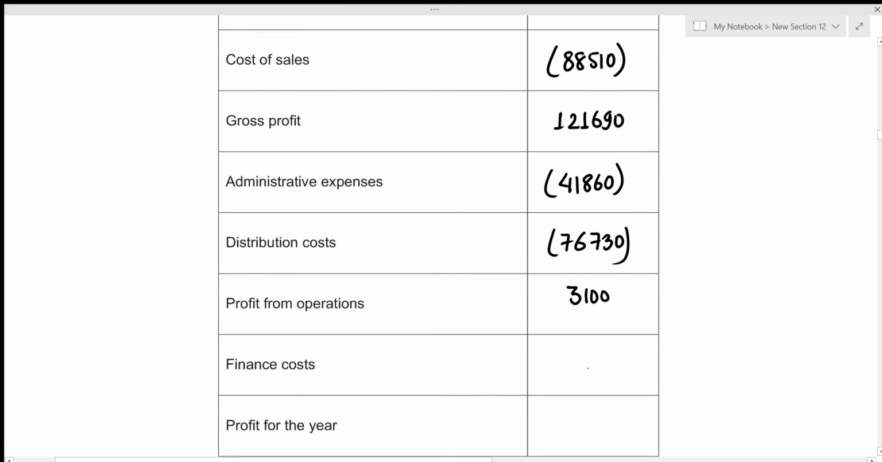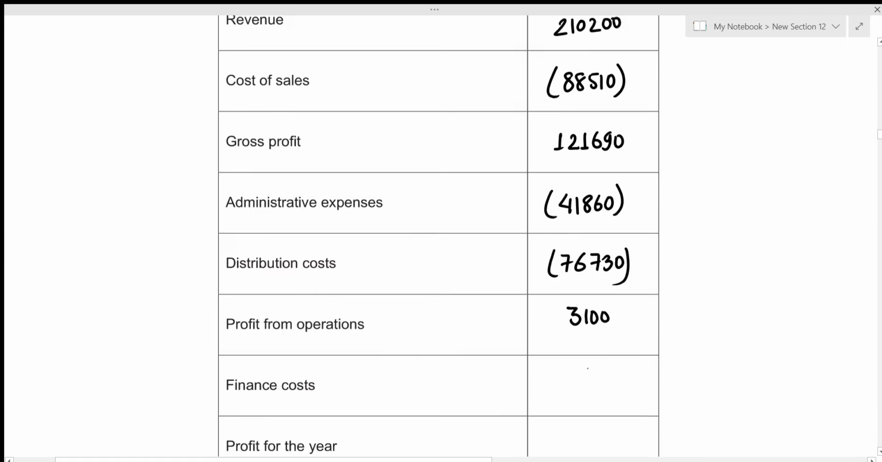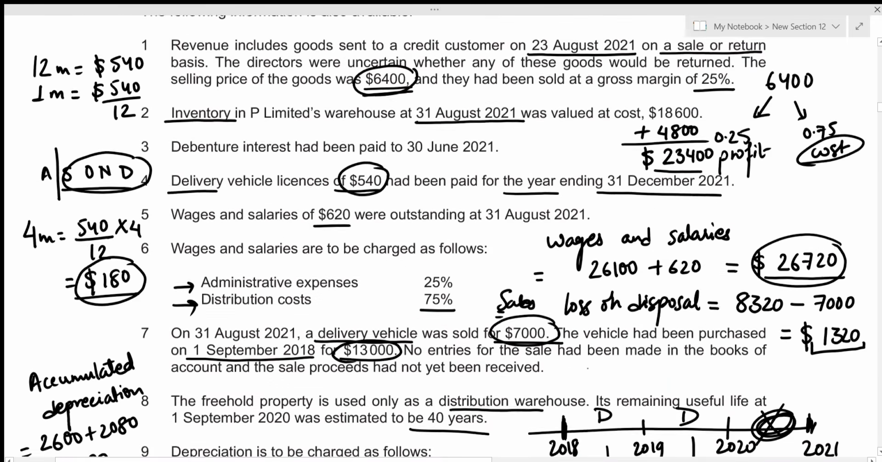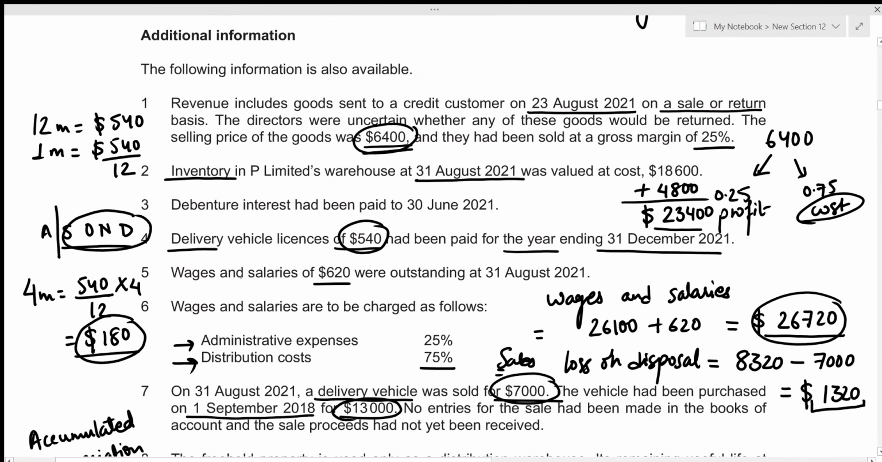All right, then we need to figure out the finance costs. Let's have a look above. So debenture interest was given right here and had been paid to 30 June 2021. But we're talking about an income statement ending on 31st August 2021. So the debenture interest for the month of July and August had not been paid. So 2 months interest was outstanding. So we need to include that value.